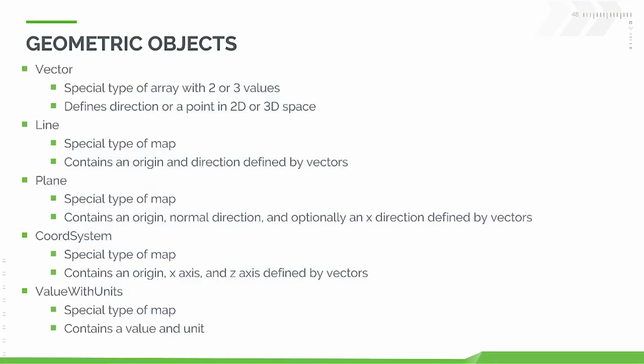Here is a list of the geometric objects frequently used to define functions that operate within the context of the part studio. Vectors are arrays with 2 or 3 entries depending if they are 2 or 3-dimensional. Lines are maps that contain an origin and direction, defined by vectors. Planes are maps that contain an origin, normal direction, and optionally an x direction defined by vectors. Coordinate systems are maps that contain an origin, x-axis, and z-axis, defined by vectors. Value with units contains a value with a unit.